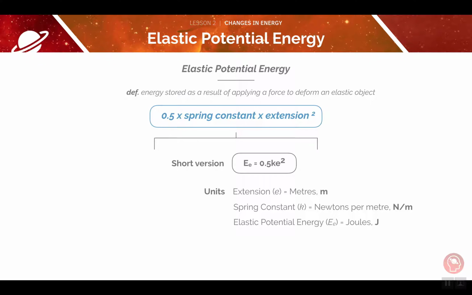We've met the units for extension in meters and elastic potential energy in joules before, but the new one is the spring constant, which is measured in newtons per meter.